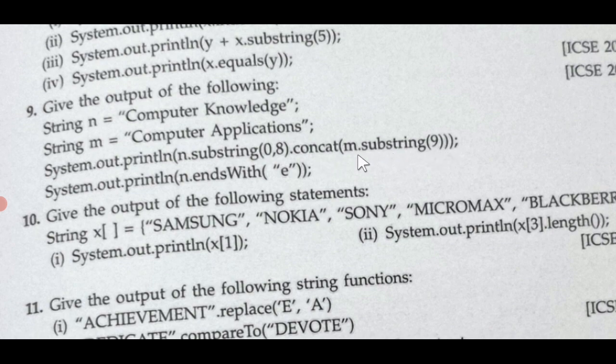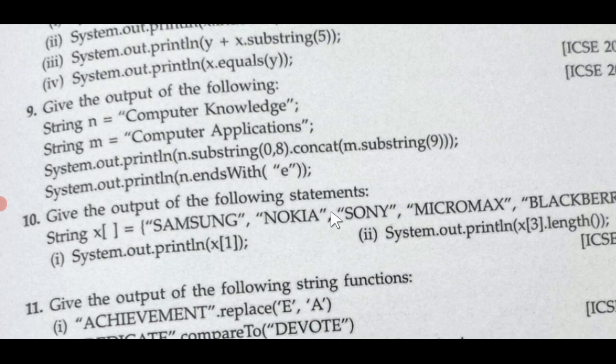So we come to the second string, 0 1 2 3 4 5 6 7 8, then 9. 9 onwards is the application, so it will be computer application without any space, okay. After that, we have system dot out dot println, n dot endsWith e, so definitely it is true. All right, in double quotes it is passed, so it will be taken as a string, okay. So that is true. A small letter is also there.